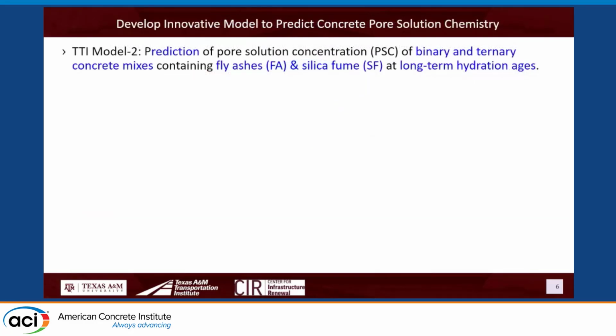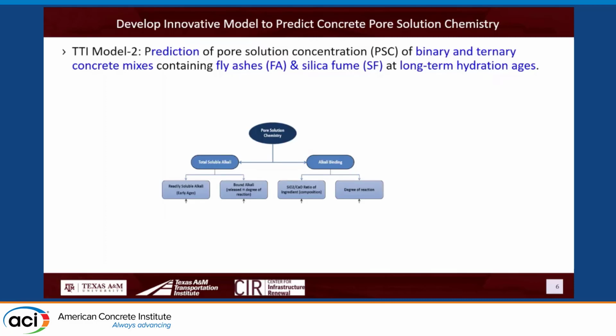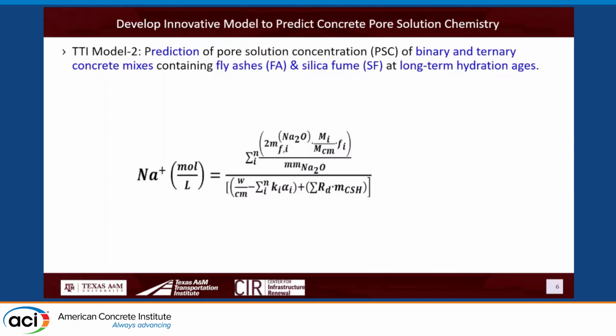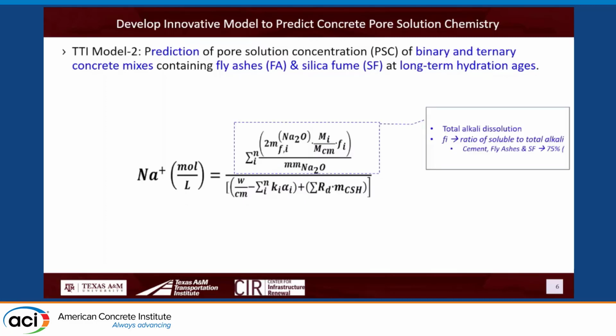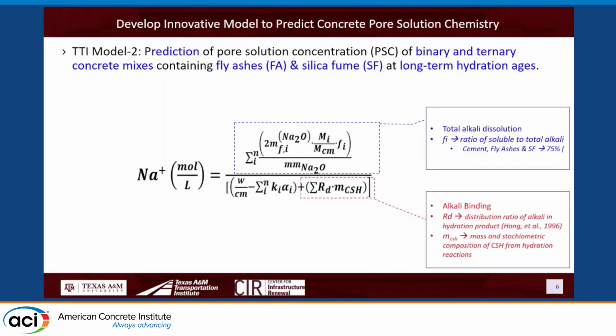This is the focus of this presentation: we are developing a pore solution model where we can predict the long-term pore solution chemistry of concrete mixes, primarily with fly ash and silica fume. As we just saw, the net pore solution chemistry is the net effect of soluble alkali and alkali binding. If I replace it with an equation, there is a numerator and denominator. The numerator is alkali dissolution, which is soluble alkali, and the denominator is alkali binding.